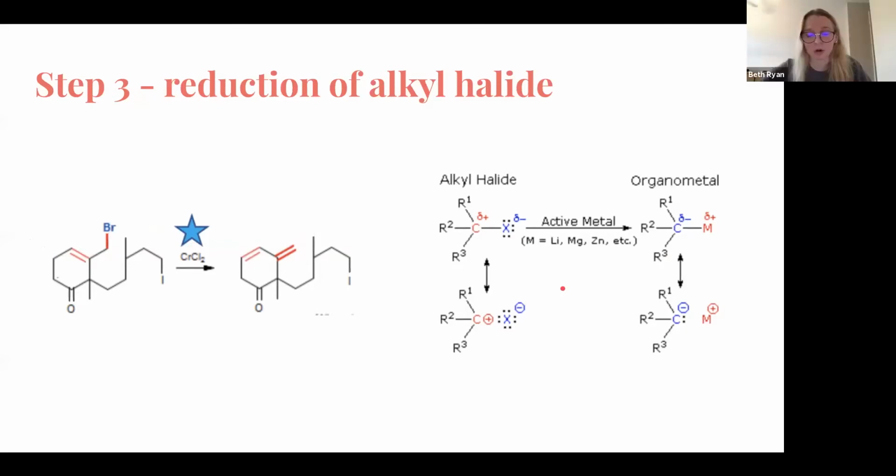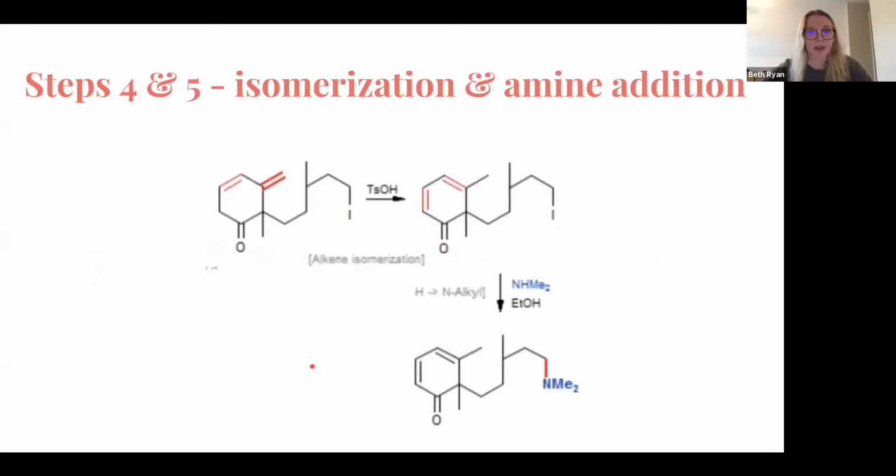But I think since chromium is one of those active metals, it's listed in the etc. category, it can coordinate with the carbon and then subsequently break off, leaving it as a free metal and the bromide ion to be able to deprotonate this position to allow those double bonds to switch. And now they just keep moving around these double bonds.